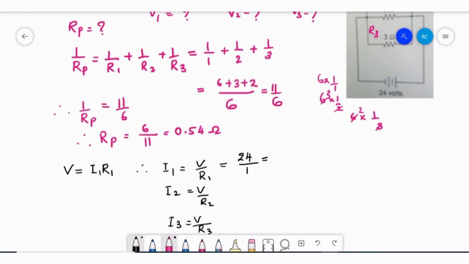Now V is a constant value, V is equal to 24 and R1 is equal to 1, which means 24 by 1 equals 24 amperes. Now for the second one, I2 is equal to V by R2. V is again constant. What is R2? R2 is 2. So 24 by 2 will give 12 amperes. And what is V by R3? V is 24 again and R3 is 3. So 24 by 3 will give you 8 amperes.